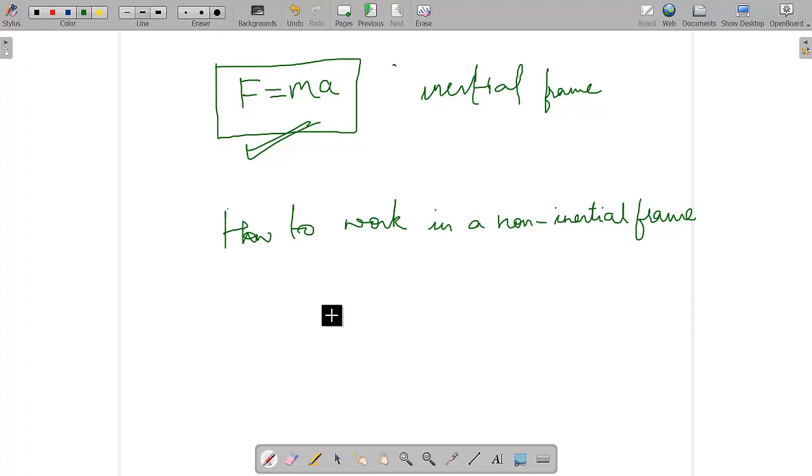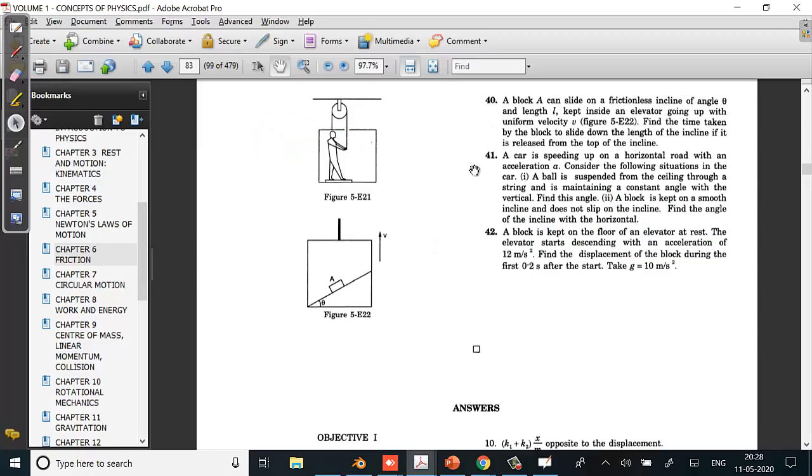So we'll see something like this. If a train is moving, if a bus is moving, understood? That will be considered as a non-inertial frame. And when I say moving, that means moving with an acceleration. Constant speed bodies will be considered as an inertial frame only. If with respect to an inertial frame, some body is moving with a constant speed, then that body is also an inertial frame.